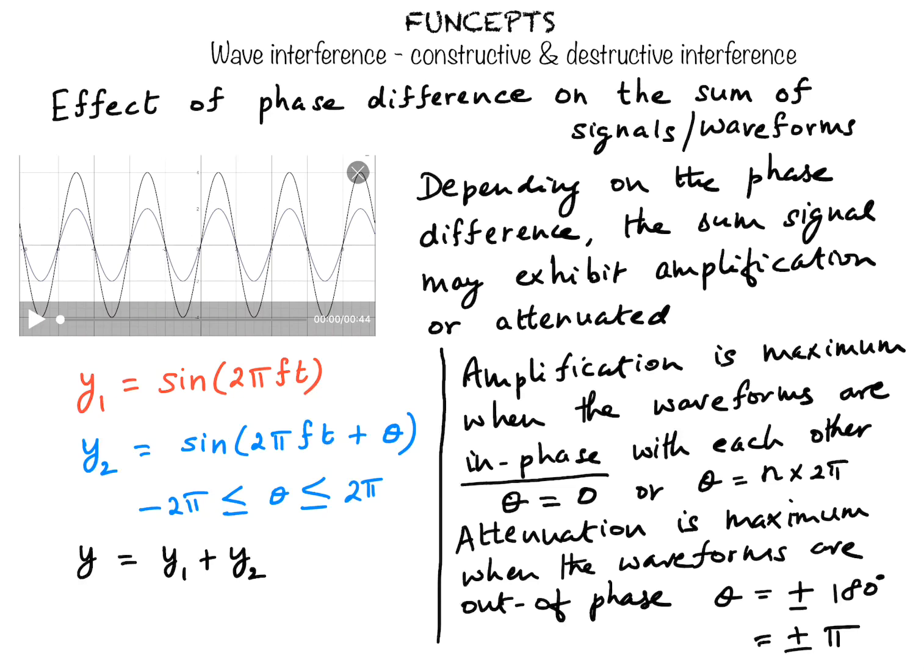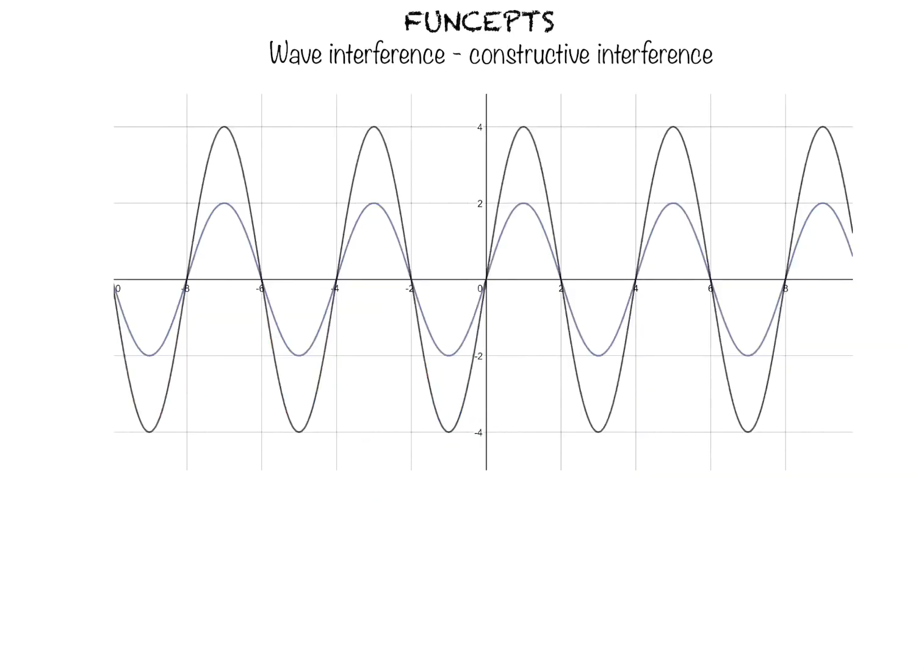So we'll see those two specific cases separately. So we have here constructive interference, where the red and blue waveforms are perfectly aligned together. So the black waveform has a maximum amplitude in this case. So there is constructive interference, which results in amplification of the resultant sum.